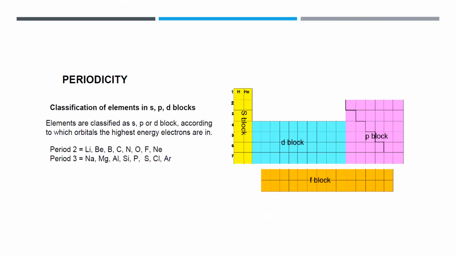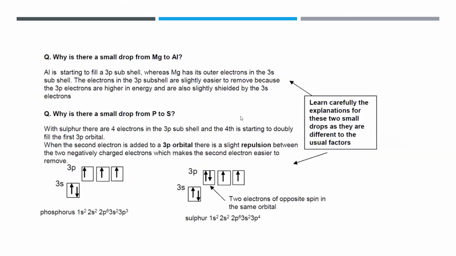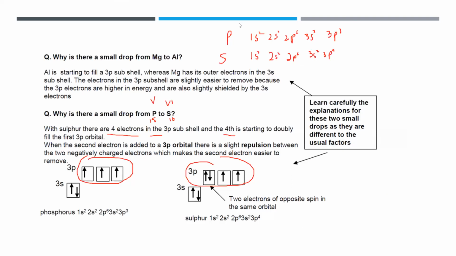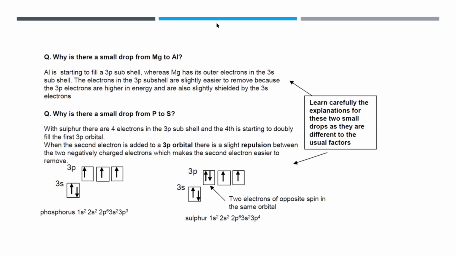Then periodicity refers to the repetition of a property. Look at what happens when you write the electronic configuration for sulfur and phosphorus for the p orbital.